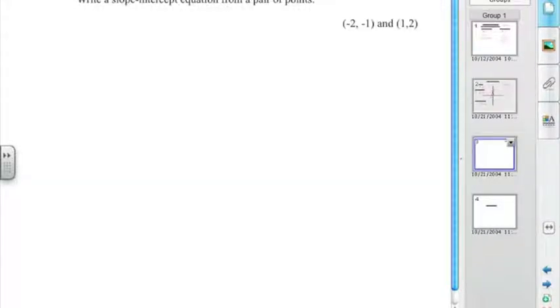Now, finally, our last example is writing the slope-intercept equation from a pair of points. We want to wind up with y equals mx plus b. And all we're given are these 2 points, -2, -1, and 1, 2. We're going to go through the same 3 steps we went through on the last board, but we're not going to use a graph. You're not allowed to make a picture. You're not allowed to get the information from the picture. You have to get it mathematically, because there are times when that's going to be necessary.